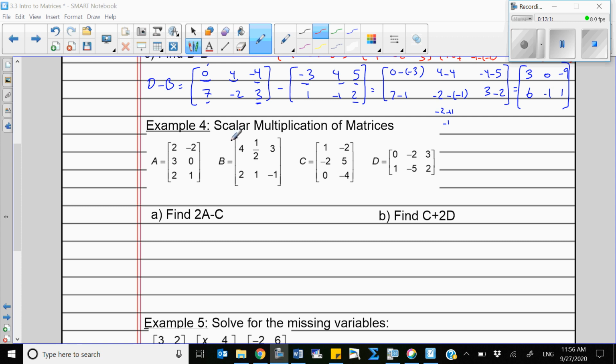Next example, we're going to learn about scalar multiplication of matrices. We have 4 different matrices here, and in the first example, we want to find 2A minus C. So that means we are going to multiply a scalar number by matrix A. So 2 multiplied by matrix A, which is 2, negative 2, 3, 0, 2, and 1.